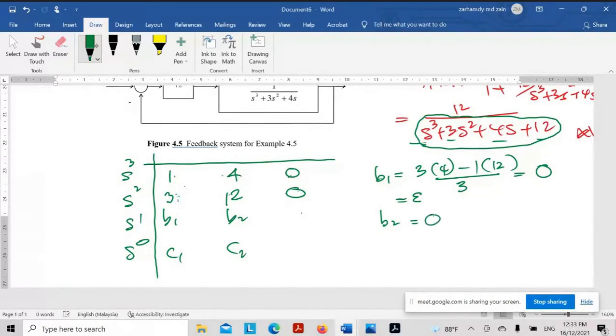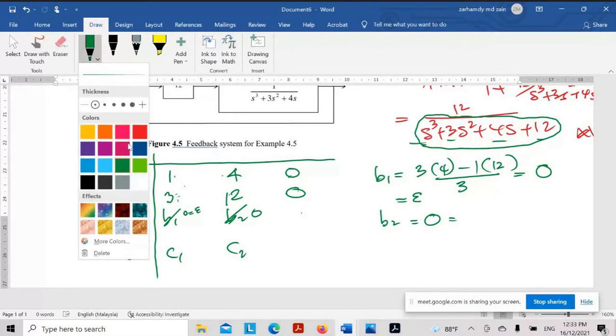So it becomes 0. Nothing. It's the same, so it's okay. This one is empty, but we try to put in epsilon. So never mind. Okay, now we are looking for C1.